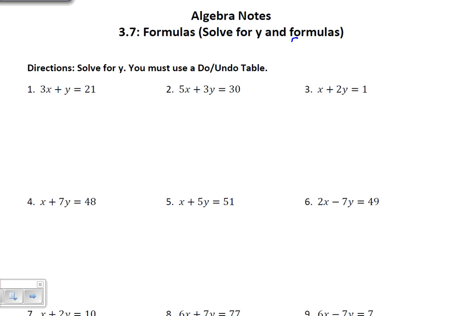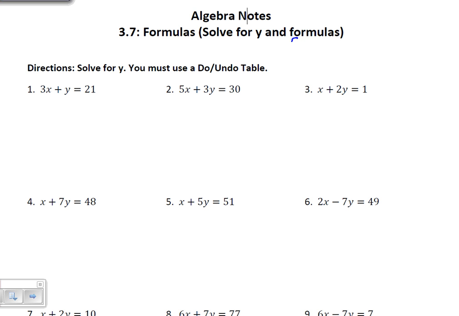This is section 3.7 on solving formulas. This is our last section in chapter 3 before our test, and is one of the harder sections that we do. So here we're going to start by solving for y. And in all these problems that we're going to do here, we're going to solve for y.